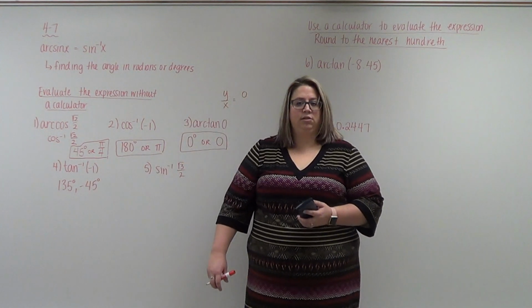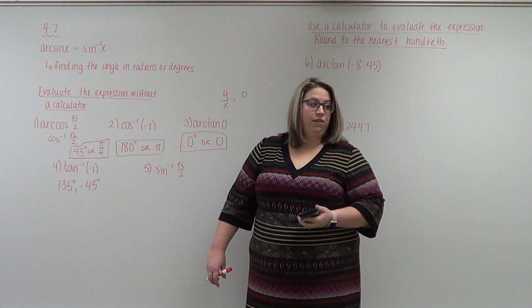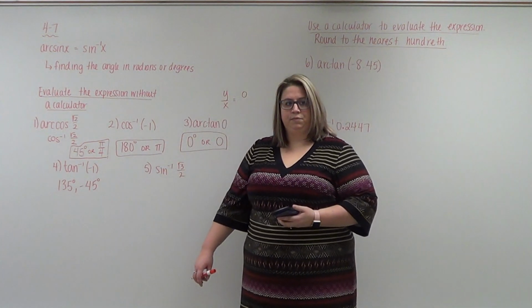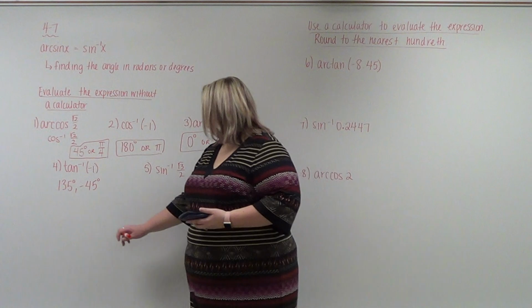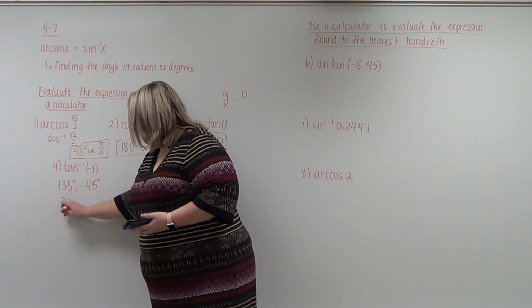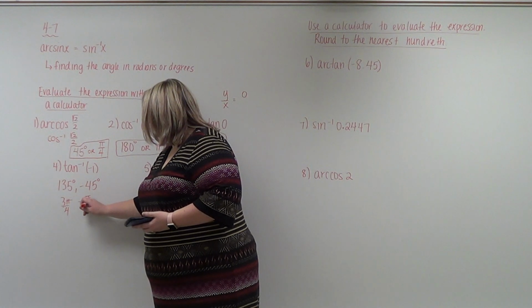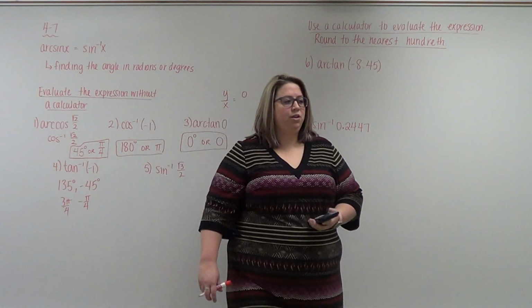Anyone have a different answer? 315 would have worked. Anybody do it in radians? This one in radians is 3 pi over 4. It's negative pi over 4. As long as you have one of those, that's fine.